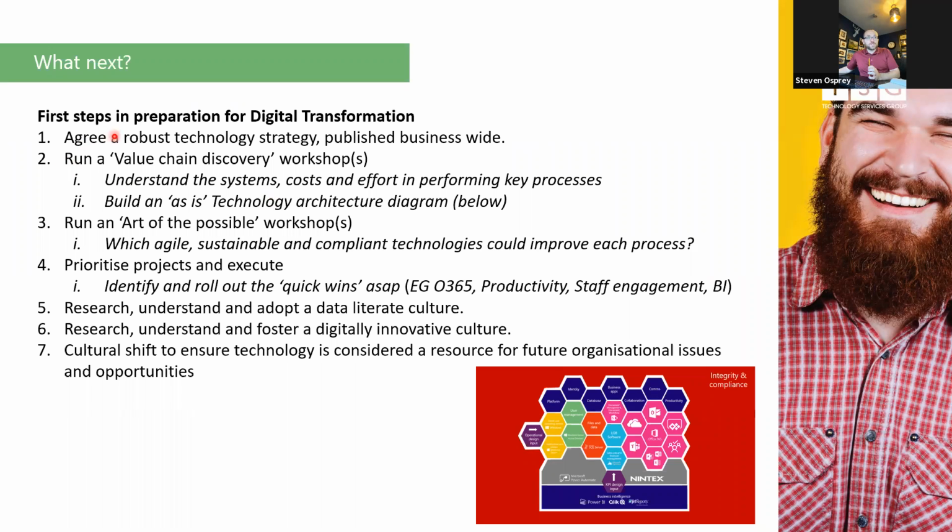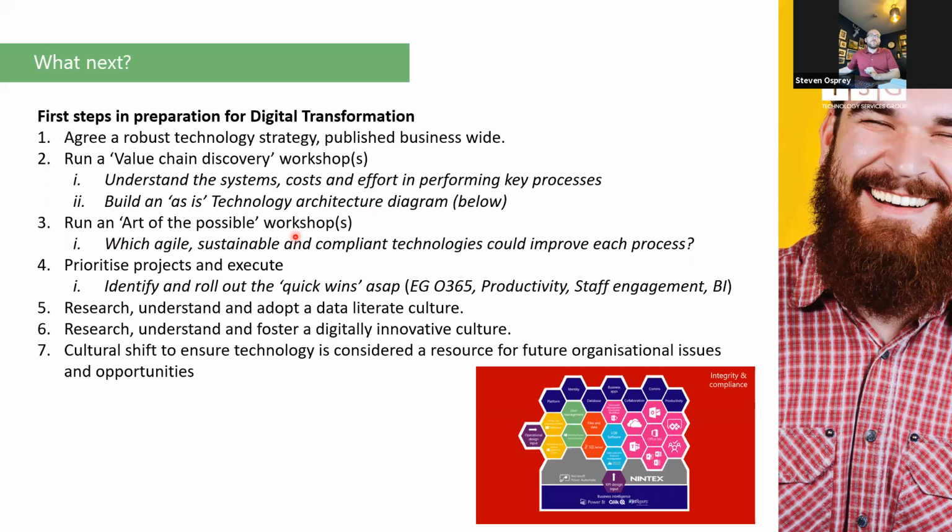Once you've got those two building blocks in place, I would encourage you to run a value chain discovery workshop, which, for any of you that have done any business analysis in the past, is effectively understanding the system's cost and effort in performing key processes right now. So pick a department or an area that you think is particularly in need of some attention, that there's potentially ROI there, and actually document what systems are in there, how much do they cost me, how much effort in terms of people and hours does it take to keep those things going and run them. And then we can use that to build your as-is technology architecture diagram, and where your starting point is, as we saw in the previous diagram.